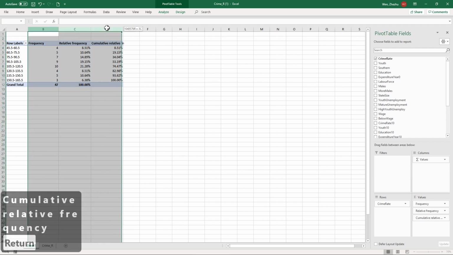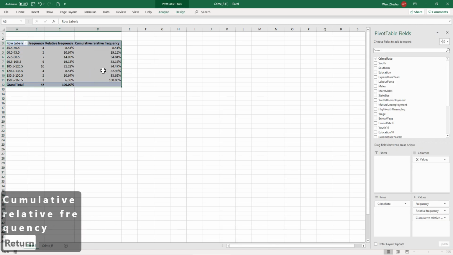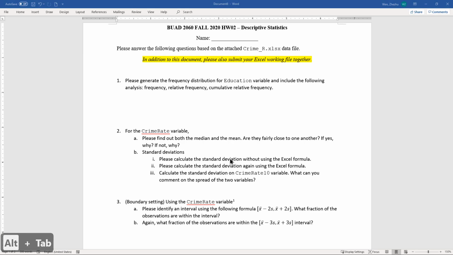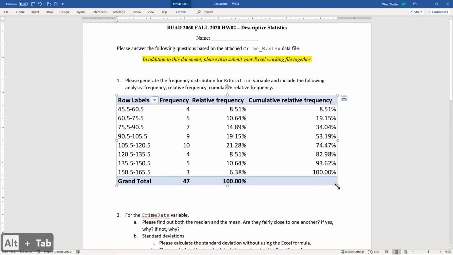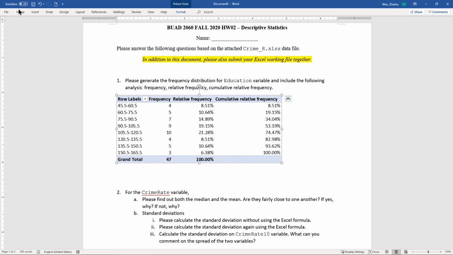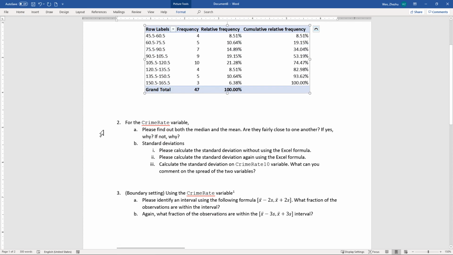You can just copy this table as is. Copy. And back here as a picture. Okay, so that will help you complete number 1. And number 2, for the crime rate variable, please find out both the median and mean.